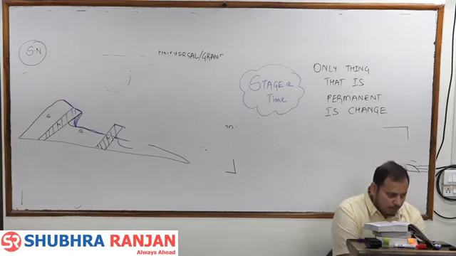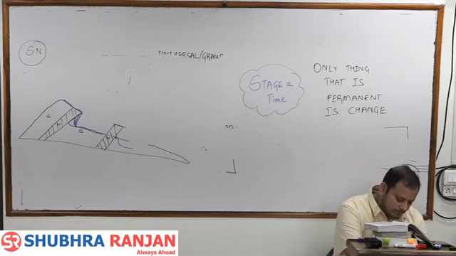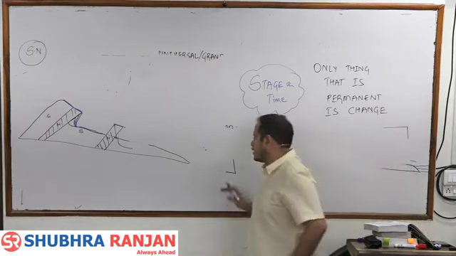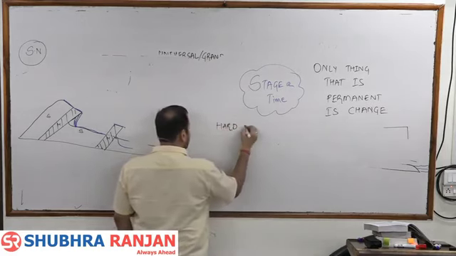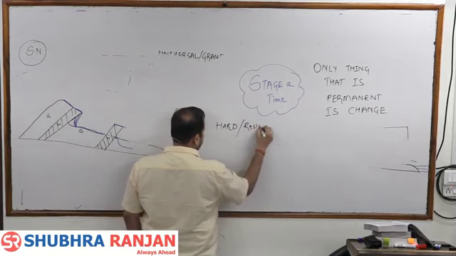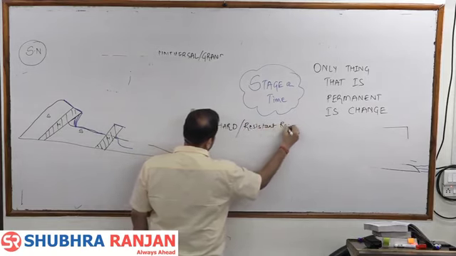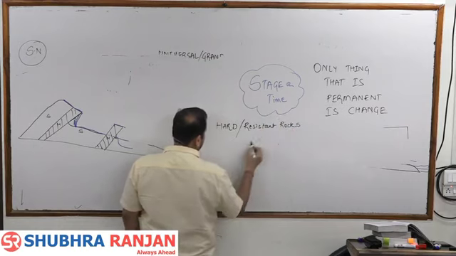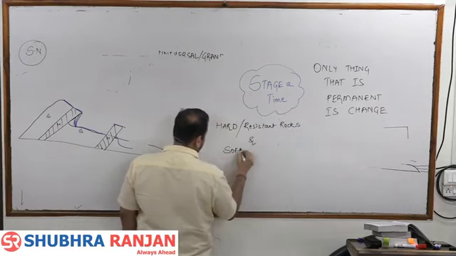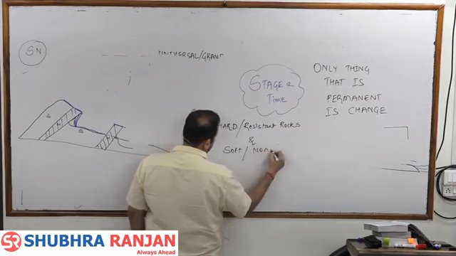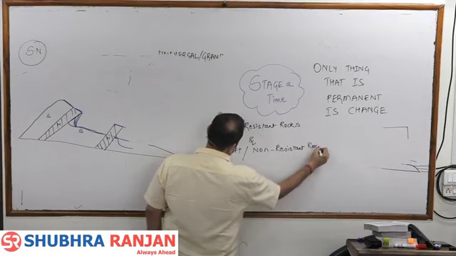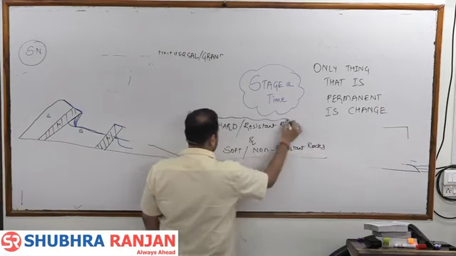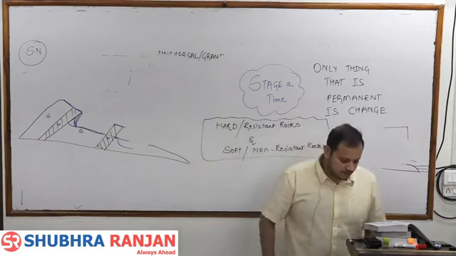Next point. Based on the structure, rocks are classified into hard or resistant rocks, and soft or non-resistant rocks.